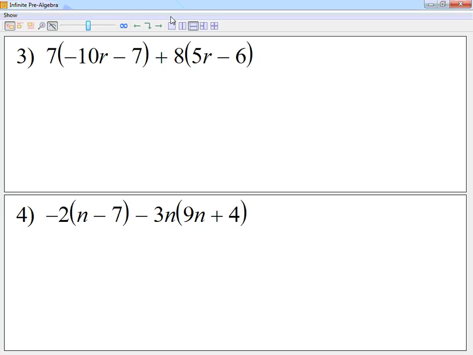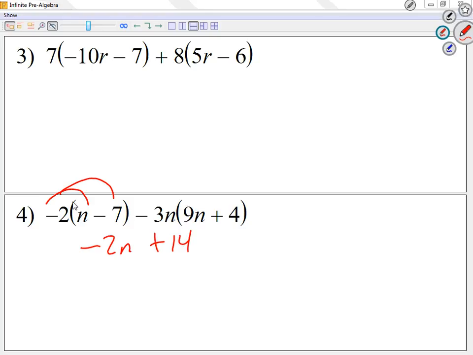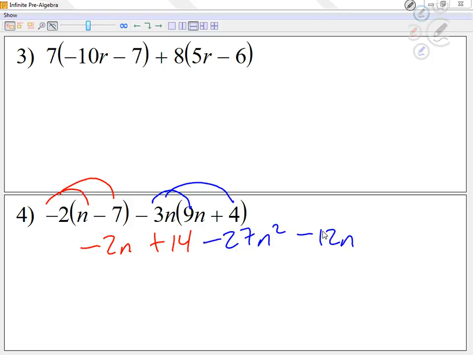Now let me take a look at question number 4. Get rid of parentheses by multiplying the negative 2 on the outside to the terms on the inside. So let me have negative 2n plus 14. Right, I multiply the negative 2 to both of the inside. On the second parentheses, let me multiply the negative 3n to the terms on the inside. So I'm going to have negative 27n squared minus 12n. Remember, multiplying letters, I added the exponents.